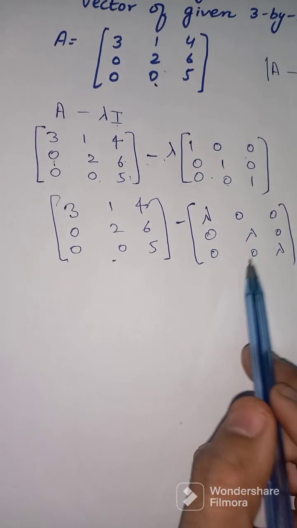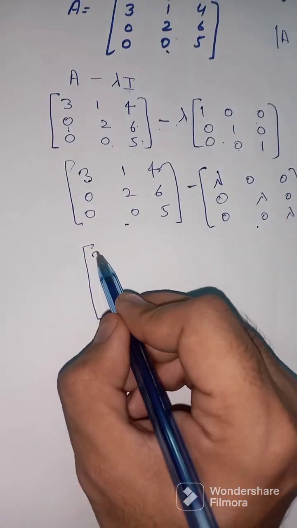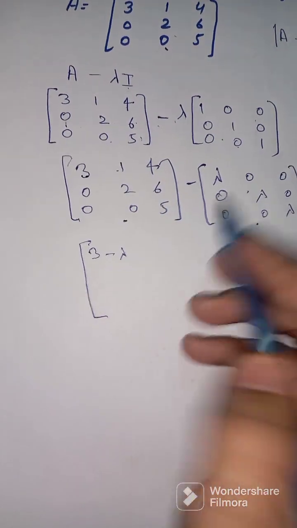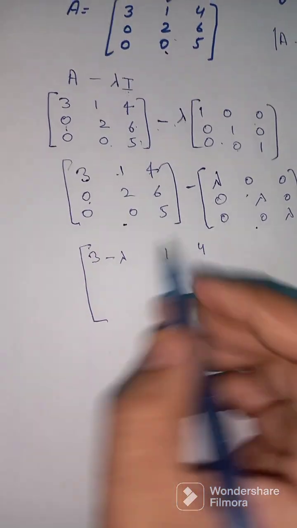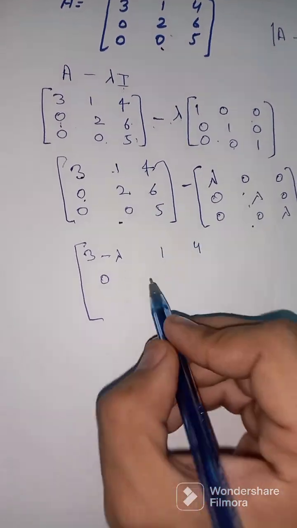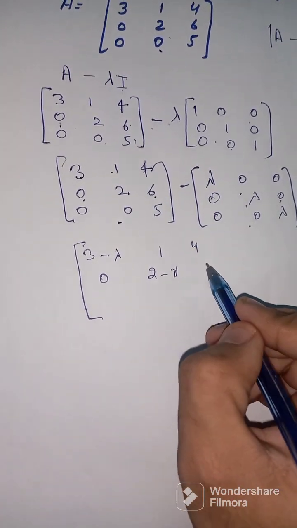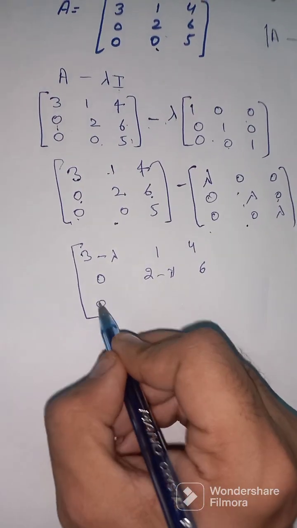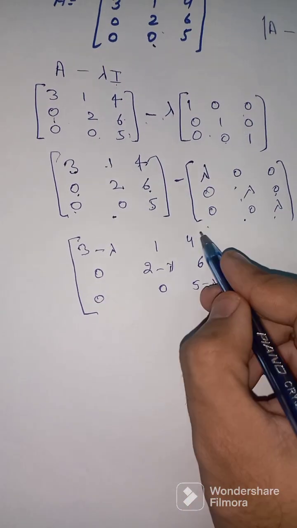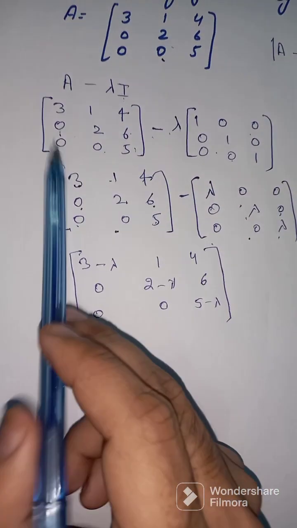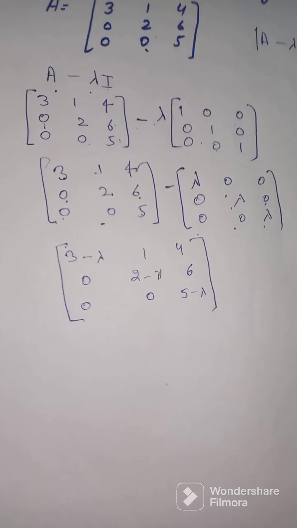Now subtract that matrix from matrix A. You get 3 minus lambda, 1 minus 0 is 1, 4 minus 0 is 4, 0 minus 0 is 0, 2 minus lambda, 6 minus 0 is 6, 0 minus 0 is 0, 0 minus 0 is 0, and 5 minus lambda. So our step number 1 is complete. You have to find A minus lambda I first to find the eigenvalues of a given matrix.